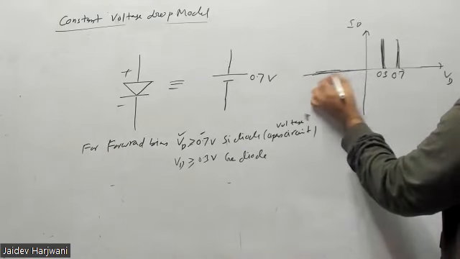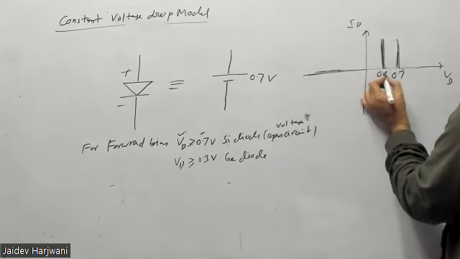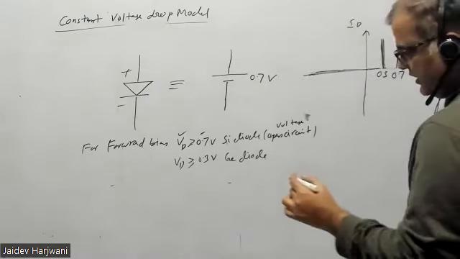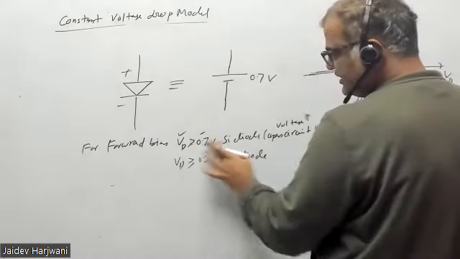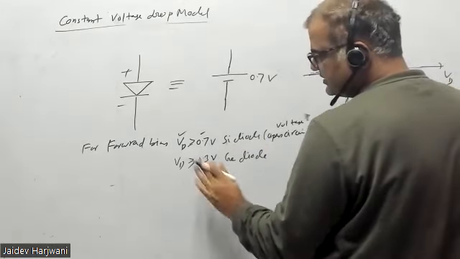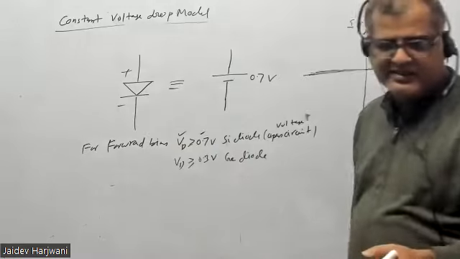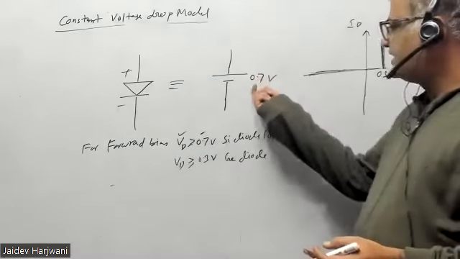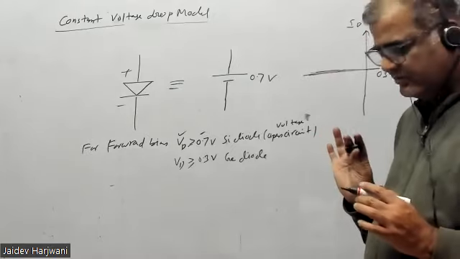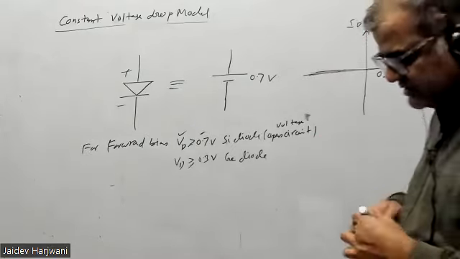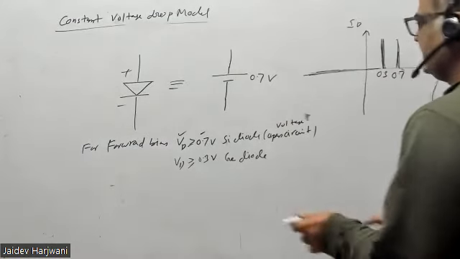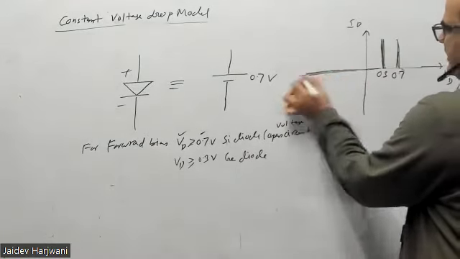Reverse bias is the same, an open circuit. If this voltage is less than 0.7, then also it is an open circuit. If it is greater, then you replace it by a battery. Otherwise, even for forward bias, if the voltage is less than 0.7, the diode will not turn on, so it will be like an open circuit.